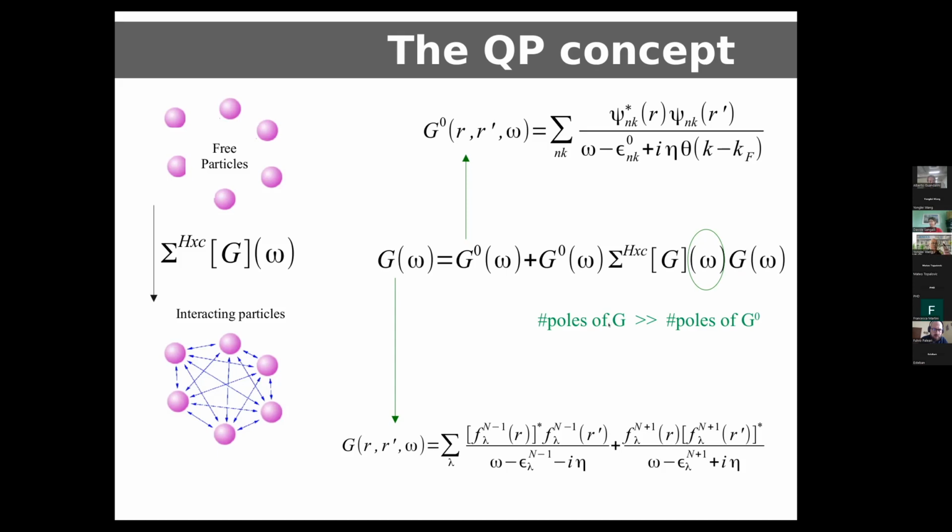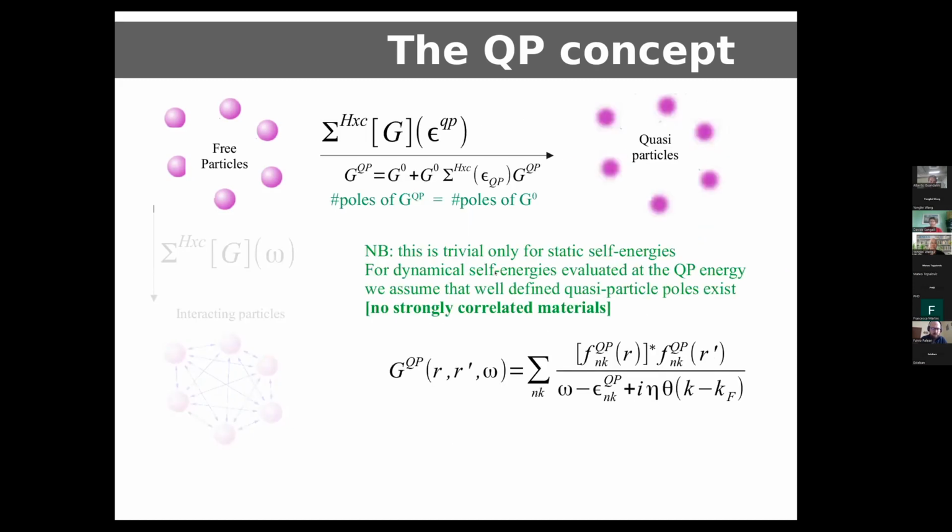This implies that the number of poles of the fully interacting Green function is much higher than the number of poles of the non-interacting Green function. And what is usually done, or at least done as a first step, is to replace the fully dynamical self-energy with a self-energy evaluated at a specific energy. It can be 0 if you do a static approximation, or it can be the energy of a quasi-particle pole in what is called the quasi-particle approximation.